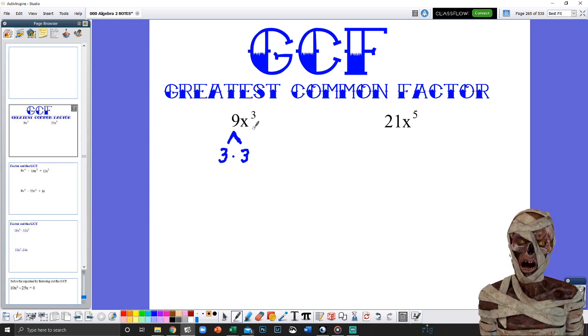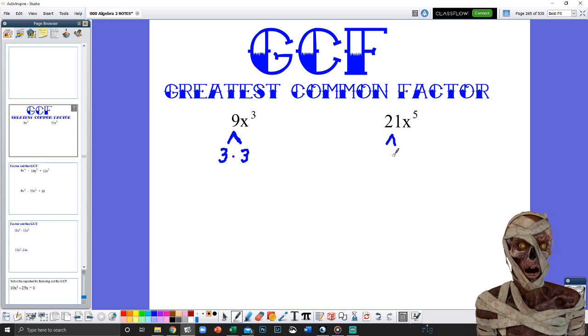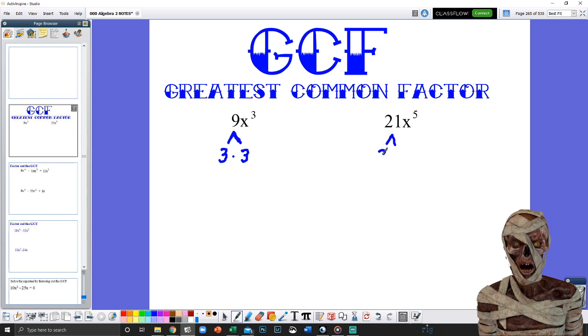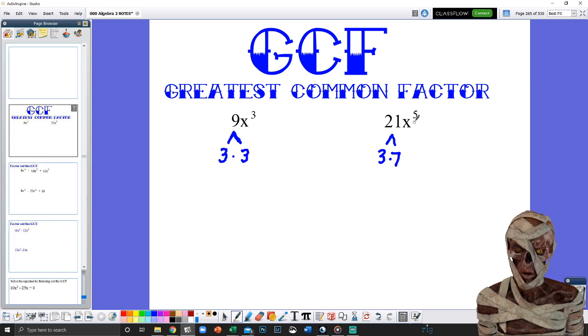We'll worry about the x cubed in just a moment. So 21 is what times what? That's right, 3 and 7. Great job. So I put 3 times 7 right there. Again, we'll worry about the x to the 5th in just a moment.